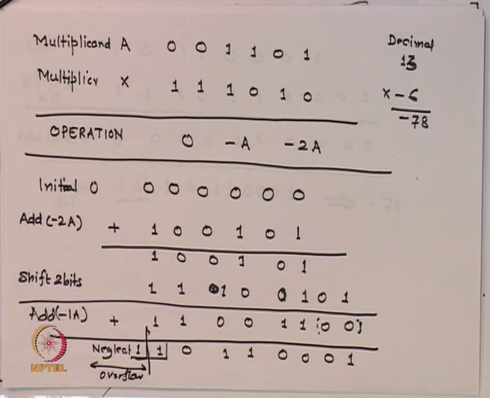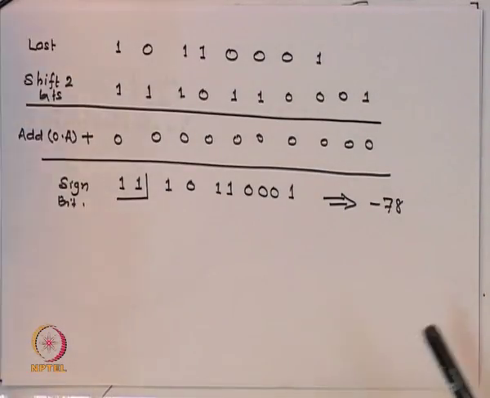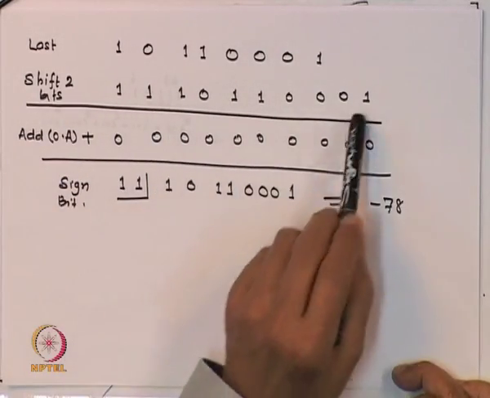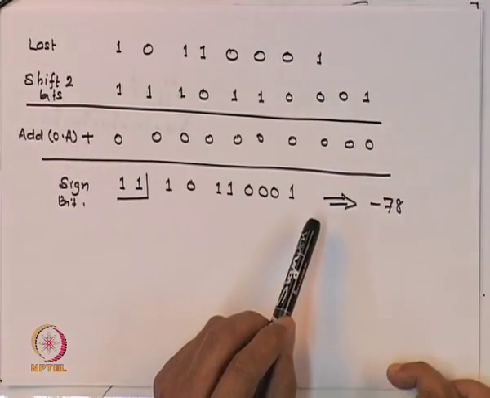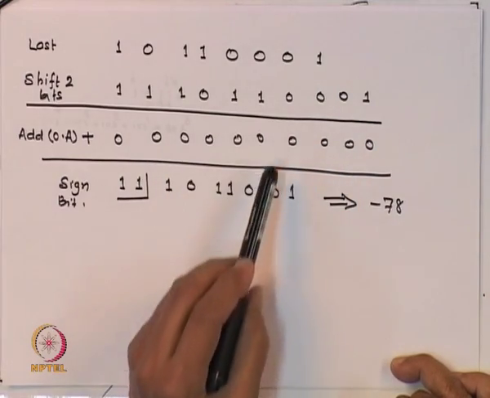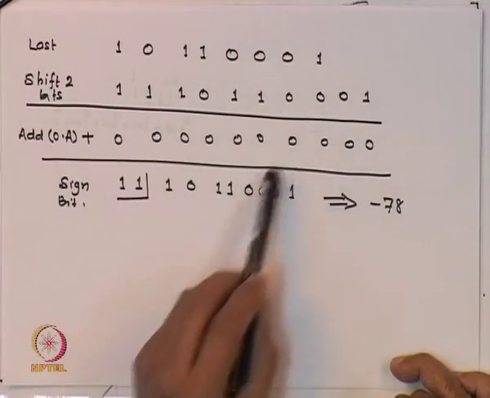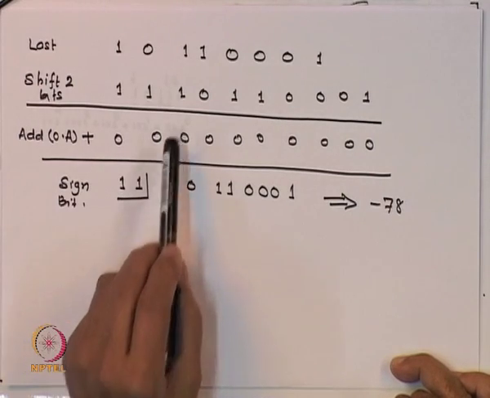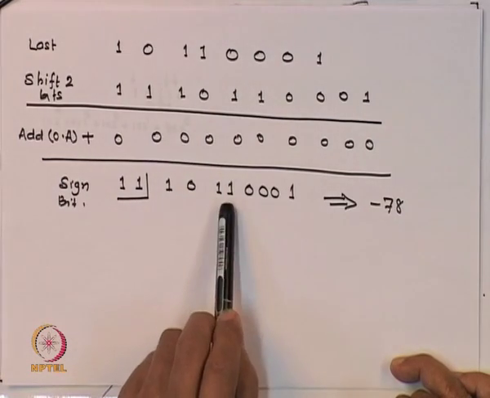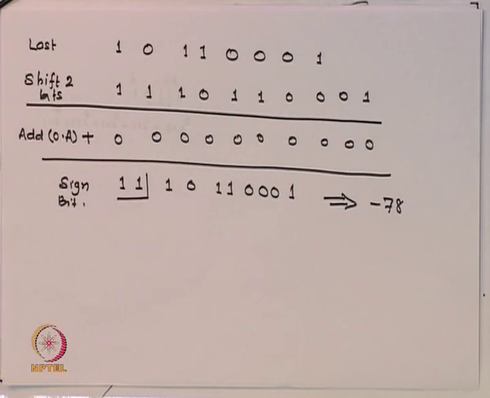So, the number which I got is 101100011. Then we have to shift this list number by 2 bits, and after the shift, I add 1 to this. So, I get 0, add 0 to it. Of course, 0 means no addition. So, this is the number 101110, and these last 2 are of course sign bits, 101101, which essentially with the sign bit is 78 with a minus sign.